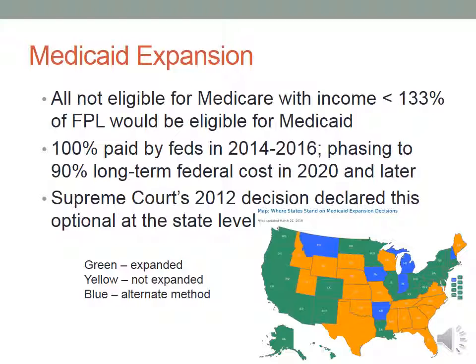The Medicaid expansion was also a big piece of this, and you can see down there that map that we've seen in other forms before. Here in this version of it, the green states are the ones that expanded Medicaid, the yellow are the ones that chose not to expand Medicaid, and the blue are the ones who got coverage to that segment of their population through an alternate means, perhaps buying coverage for them on the health insurance exchanges.